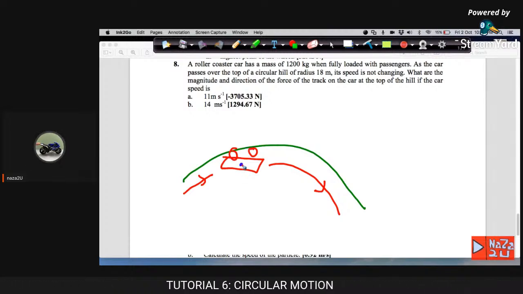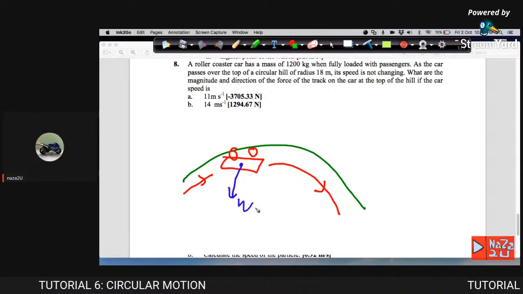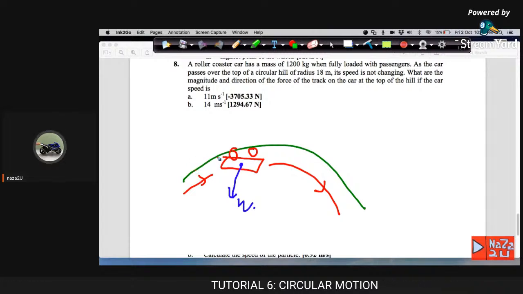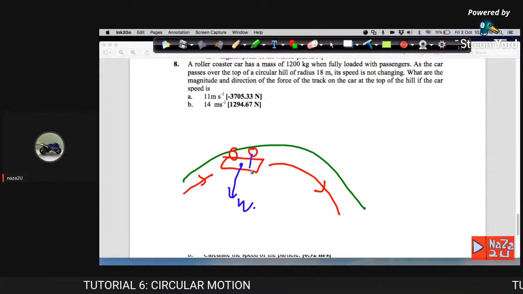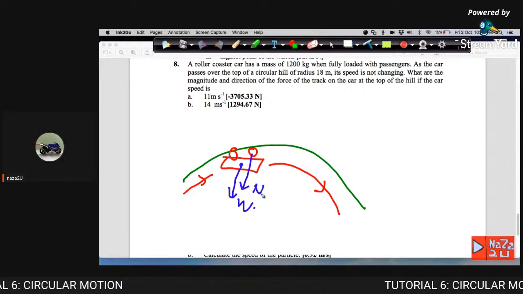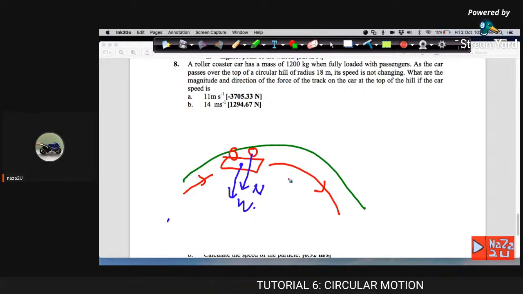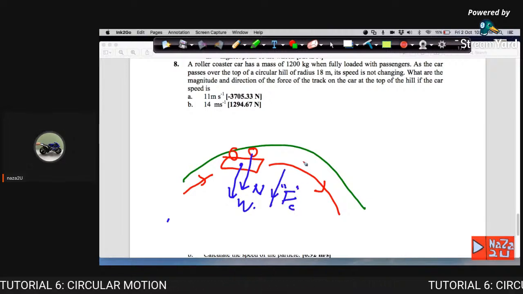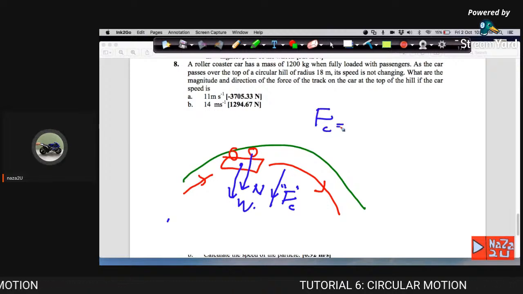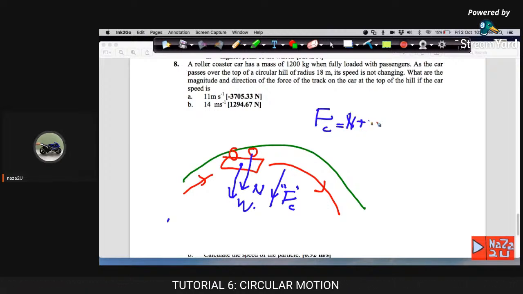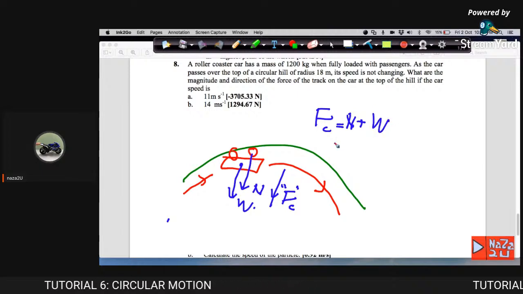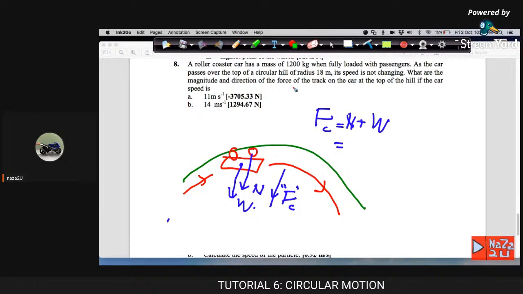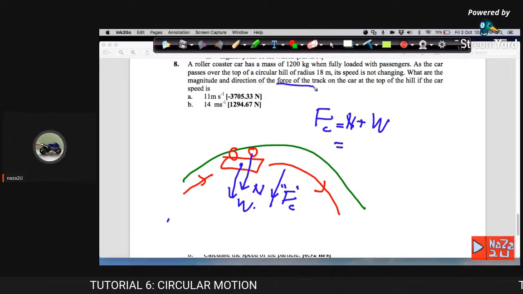Tapi kita consider the force. So the force we have a weight force ke bawah. And because the tire and the surface of the track of roller coaster here touch each other, we have a normal force also direction to the downward. And this is circular motion. So we have a centripetal force Fc. So to produce Fc here comes from the normal force plus weight force. So here we have the direction of the force of the track.